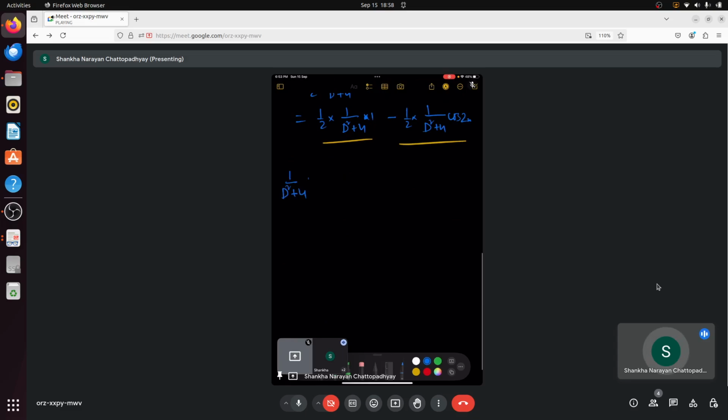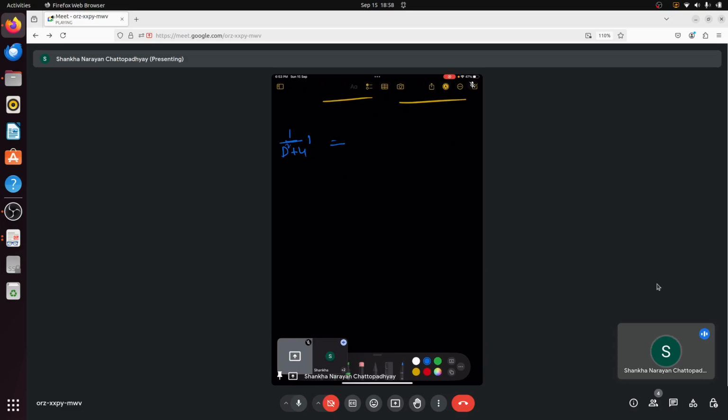First, 1 by D² + 4 operated on 1. How to determine? You can write this as 1 by D² + 4 on e^(0·x), because e^(0·x) gives you 1. Now instead of D² you put 0², so that will be 0² + 4, so just 1 by 4.